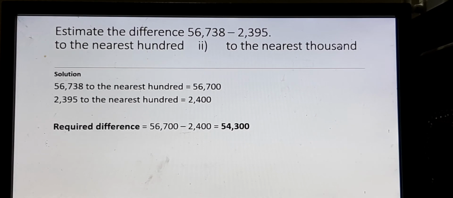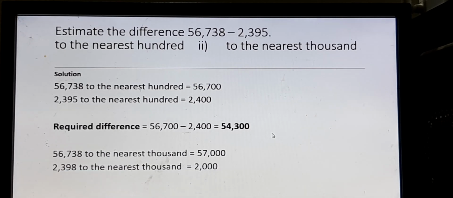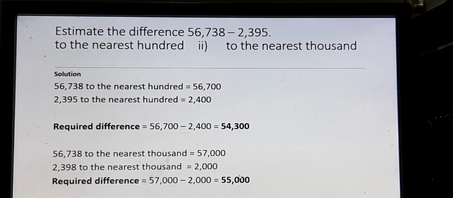Next, one more challenge is there. To the nearest 1,000 we have to do. So when we have to do 1,000, we have to look at the hundreds place. Here we look at the hundreds place, that is 7. 7 is a strong number. So 7 will increase this by 1. So we get 57,000. Next, we look at 3. 3 is a weak number. So it will say bye-bye and go. All of them will become 0. So what do we get? 2,000. And 57,000 minus 2,000 is 55,000. So the answer is 55,000.